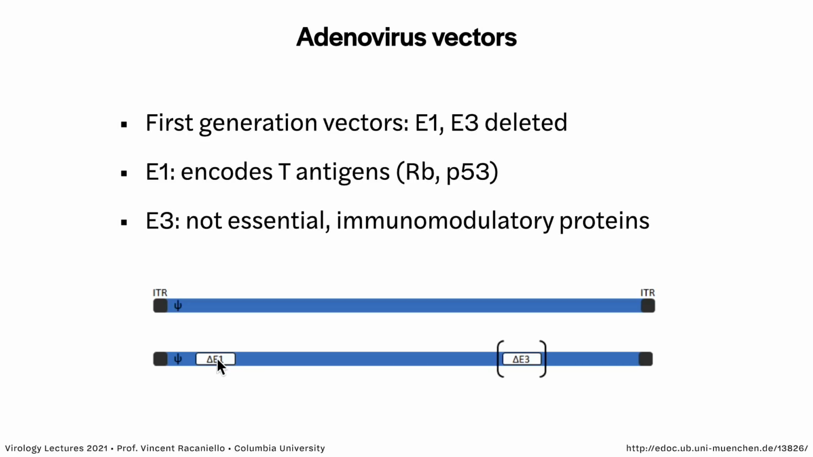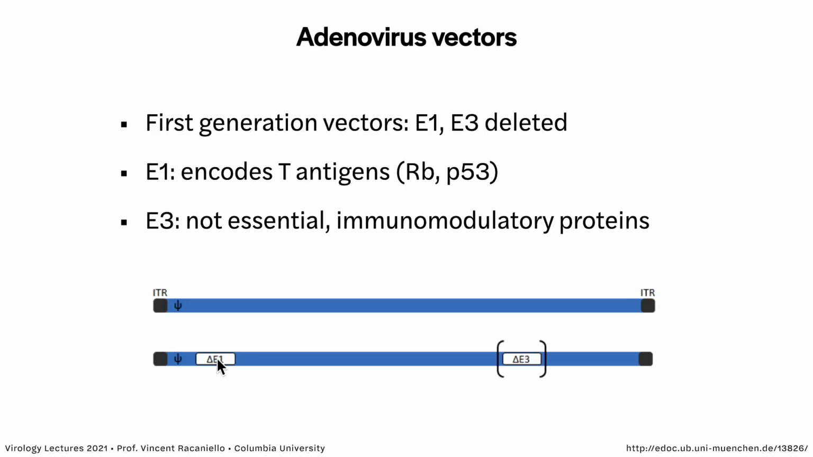So the E1 deleted virus will not replicate when it infects a cell. It needs E1 for the early gene transcription. So you can grow up the vectors in the E1 producing cell line and have your gene in it and deliver that to patients, and it will not replicate. It will just go in and be transcribed.